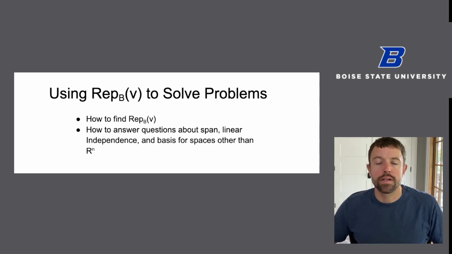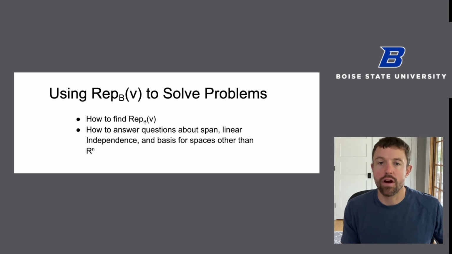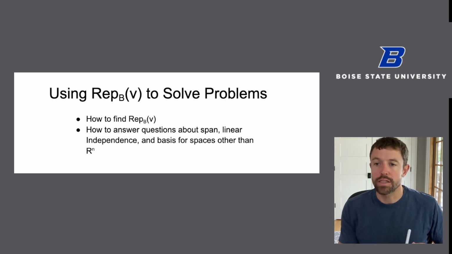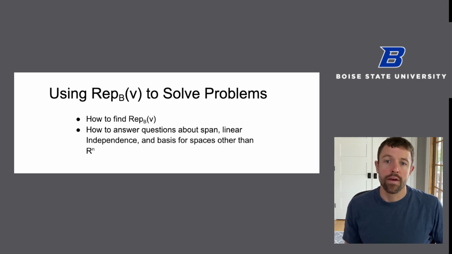In this video, I want to talk about how we can use this notion of representing a vector as a vector in Rn and isomorphism between vector spaces in Rn to actually solve problems. Right now, it might feel like some super abstract thing, but it turns out that it's really useful and allows us to take everything we've done with Rn in terms of span, linear independence, and basis and use it to answer questions in other finite dimensional vector spaces that aren't Rn.